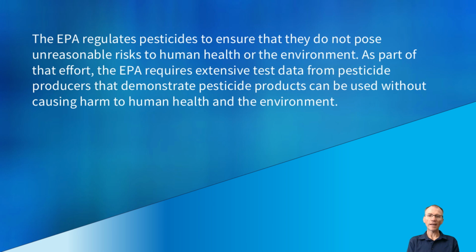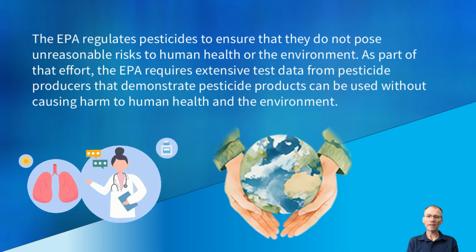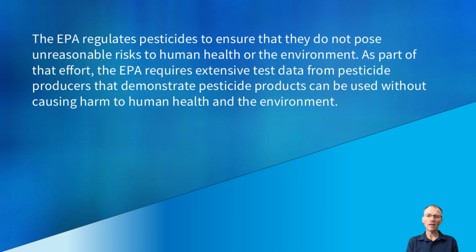The EPA regulates pesticides to ensure that they do not pose unreasonable risks to human health or the environment. As part of that effort, the EPA requires extensive test data from pesticide producers that demonstrate pesticide products can be used without causing harm to human health and the environment.